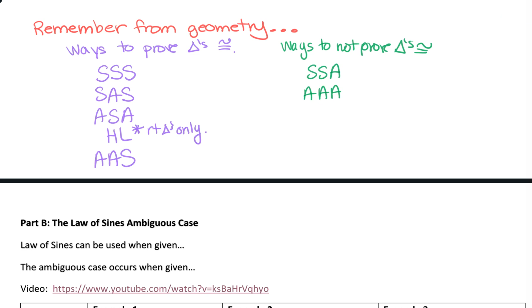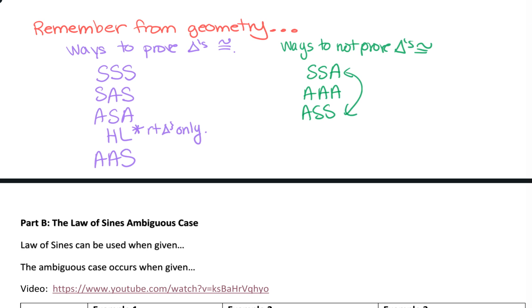a bad word. It's a bad word backwards. So if it spells a bad word, you could also write it as ASS. It's the same thing, because you can reverse it and it's the same situation. So SSA or ASS, a bad word or a bad word backwards, doesn't work. And then just remember that AAA also doesn't work. Okay? So those ones don't work.